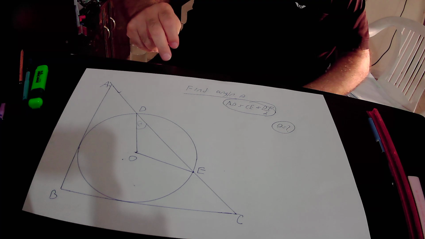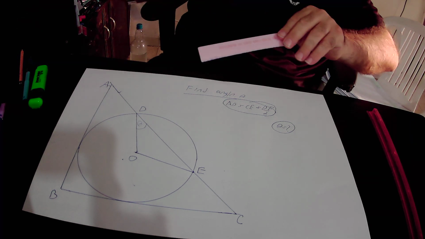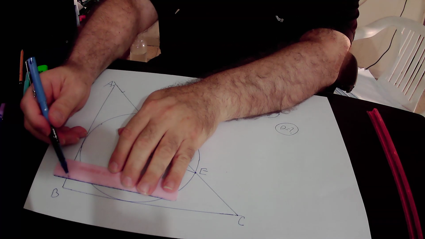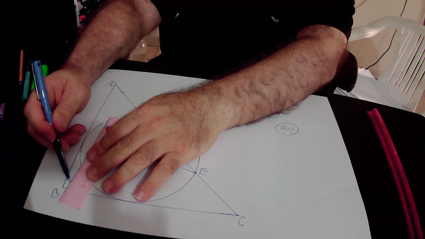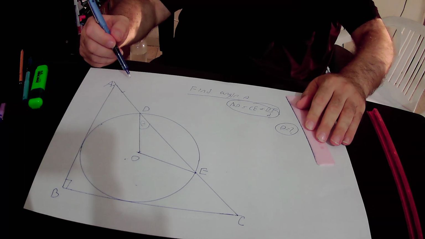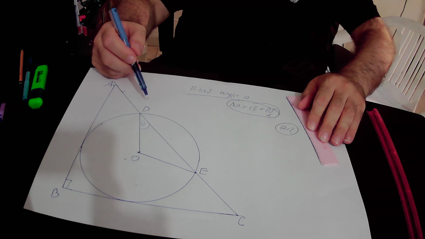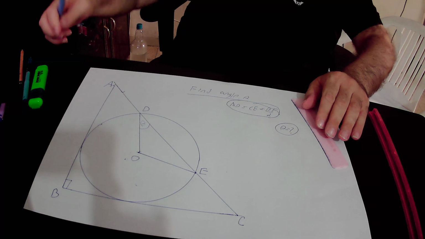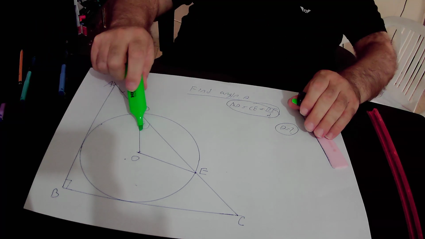In the drawing, we have a right triangle ABC. This angle ABC equals 90 degrees. Inside the right triangle ABC, we have a circle, and inside the circle we have triangle DOE, and we are looking for this angle theta.